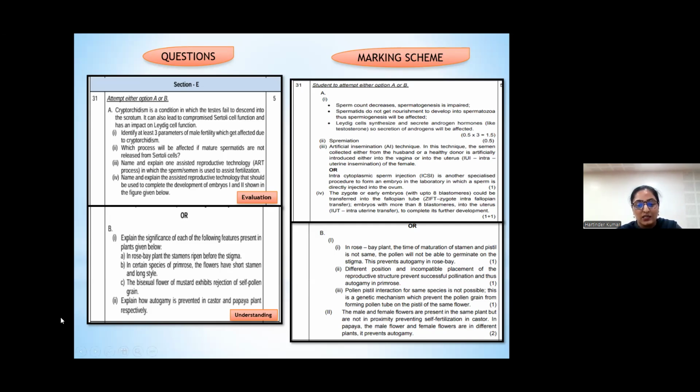Now, the next question they have asked is, explain how autogamy is prevented in castor and papaya plant respectively. That is because there is no proximity preventing self-fertilization in castor. So in papaya, the male flowers and the female flowers are present in different plants. As we know, in the case of unisexual flowers, monoecious and dioecious plants are there. In monoecious plants, mono means single. Male and female flowers, though unisexual, are present on the same plant.